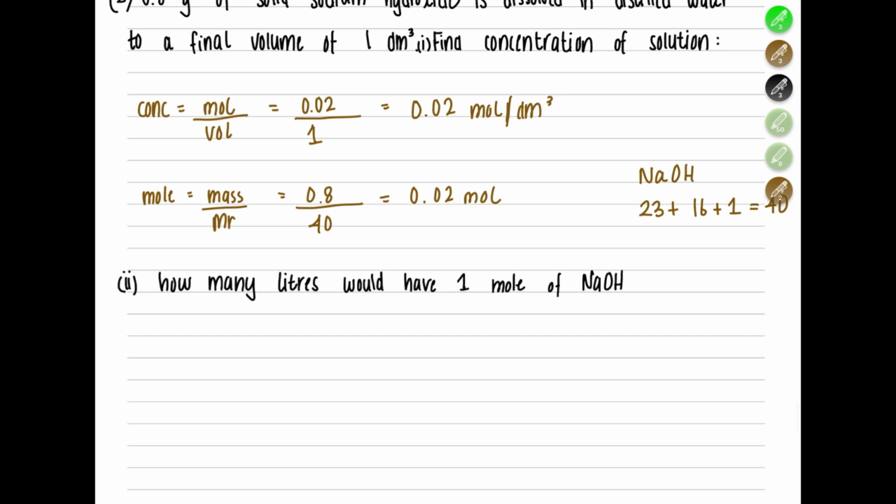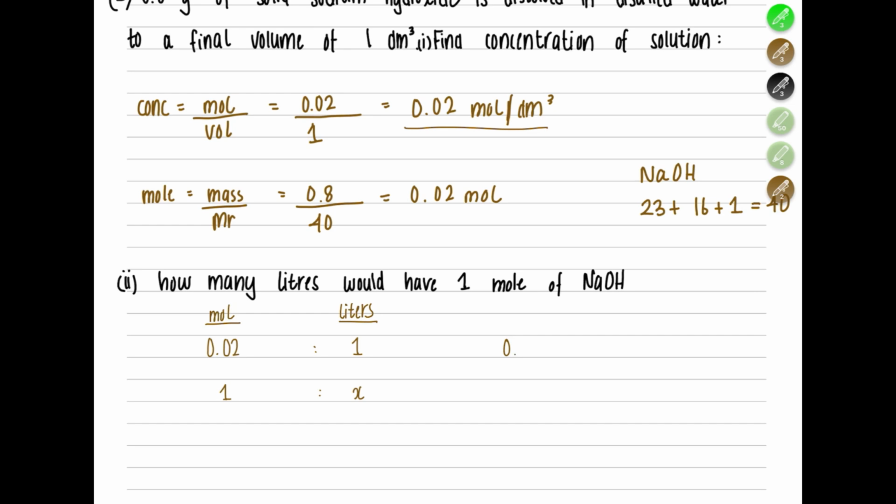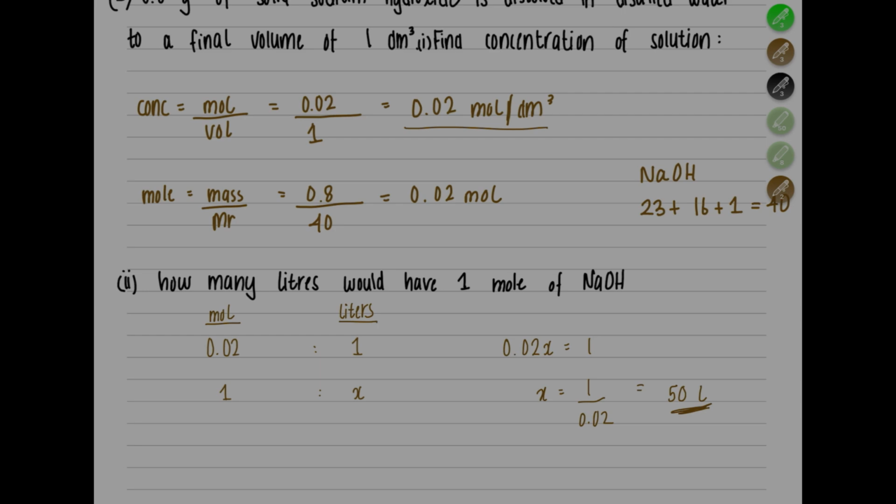Okay, so if we know the concentration, we can know that in 1 liter, we have 0.02 moles, right? This is the meaning of concentration. 1 liter has 0.02 moles. So if we want 1 mole, how many liters would that be? X. I'll remove the units here to make it simpler. So this is just going to be 0.02 x equals 1, and we get 50. So we need 50 liters of this NaOH solution to have 1 mole of NaOH.